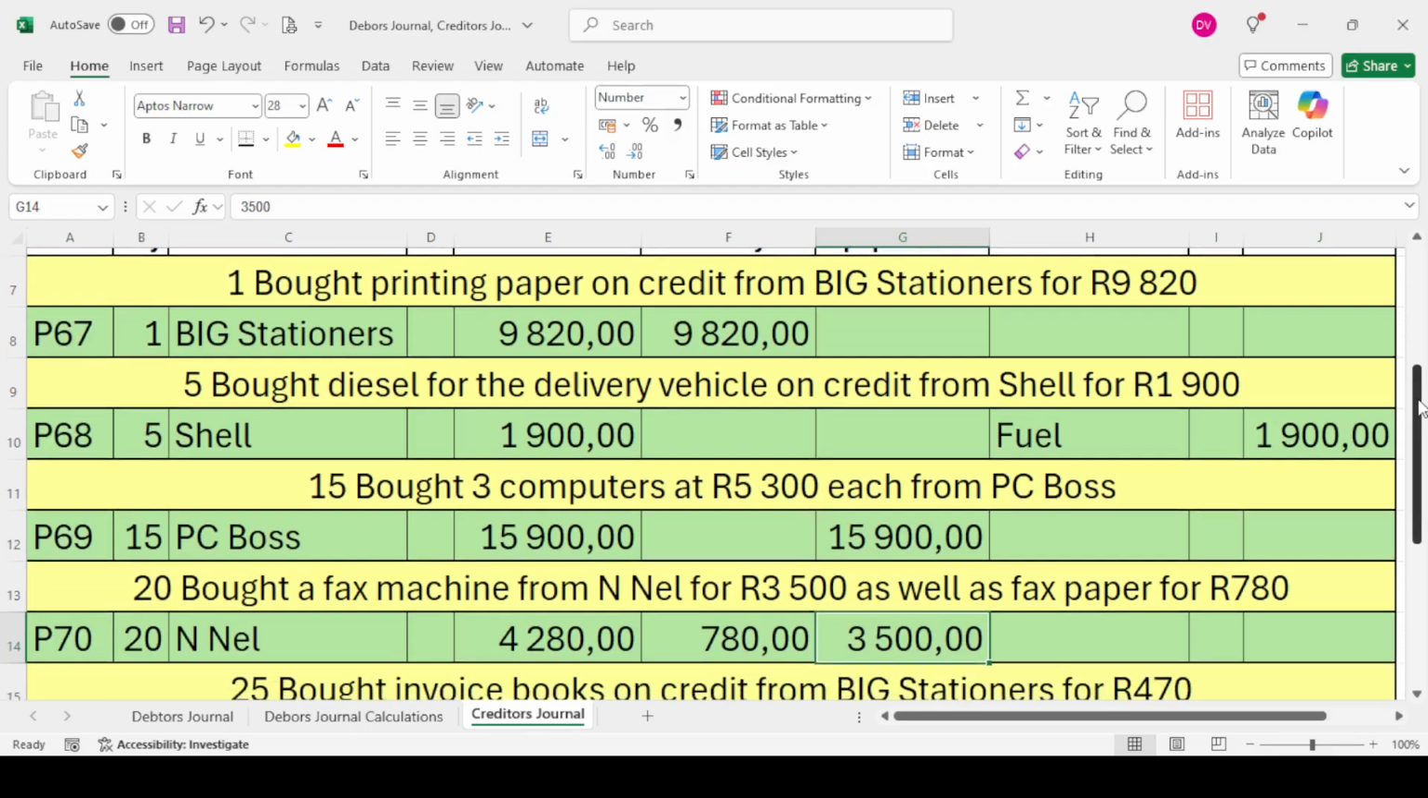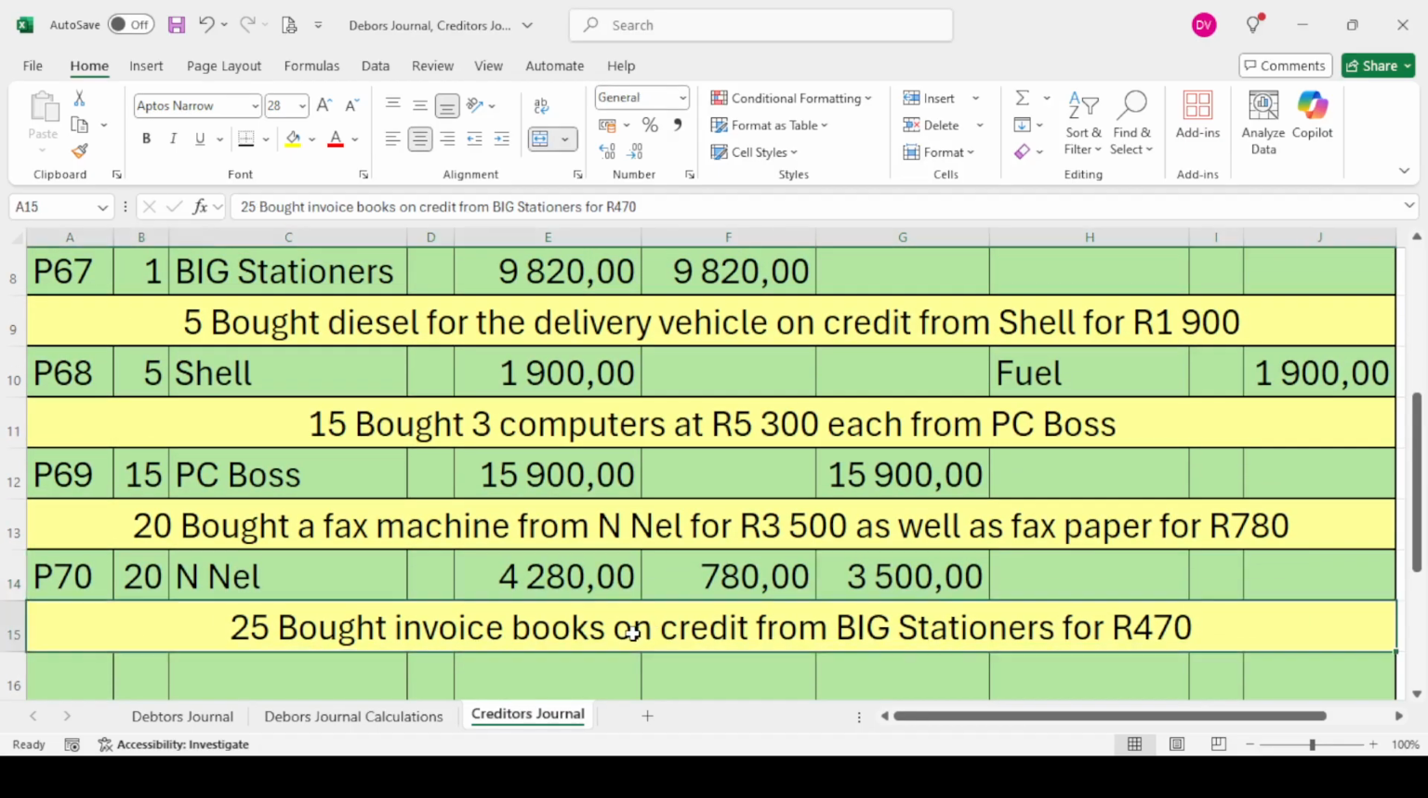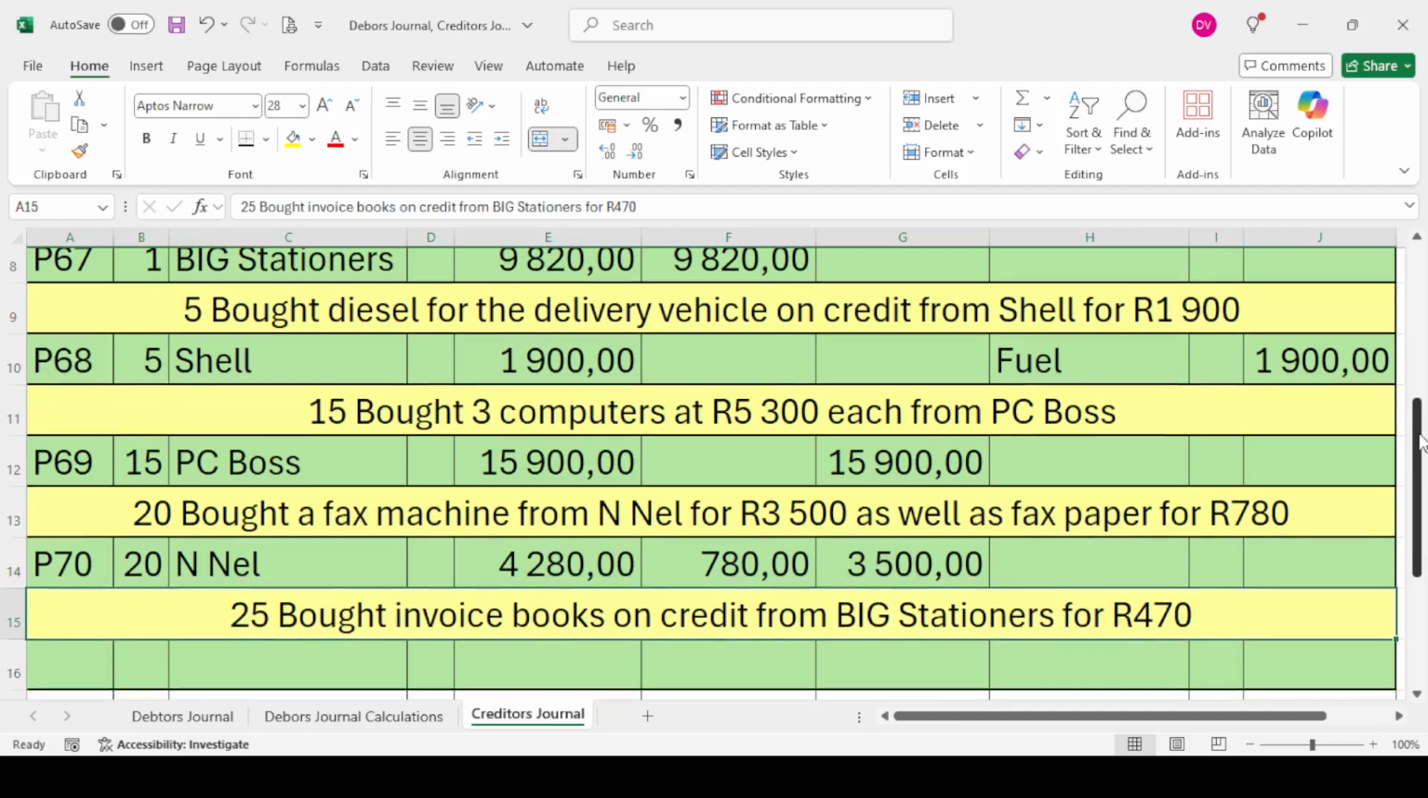Right, we've got one more transaction left. On the 25th of the month, we bought invoice books on credit from Big Stationers. So don't let this word, invoice books, confuse you or overwhelm you. It's simply just stationery. It's something that is used in the office to write out an invoice to a client, and it falls under your stationery.